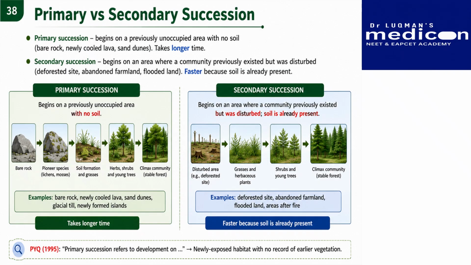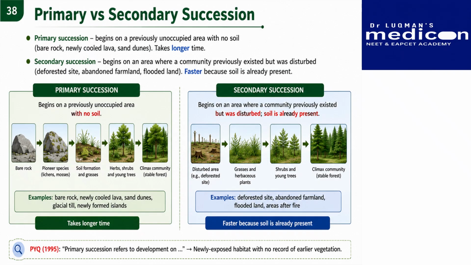But secondary succession begins on an area where a community previously existed but was disturbed, like a deforested site, abandoned farmland, or flooded land. It is faster because soil is already present. So primary succession takes longer time and secondary succession takes less time. Let's see with an example. The two pictures here can be easily compared to understand primary succession as compared with secondary succession.